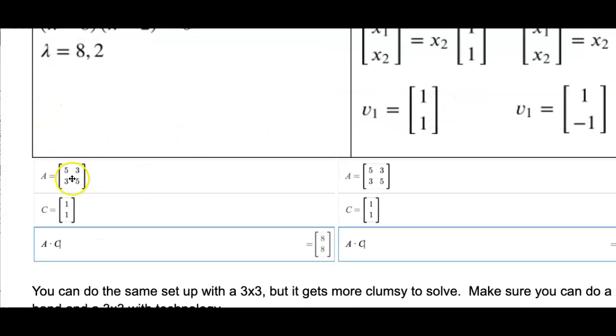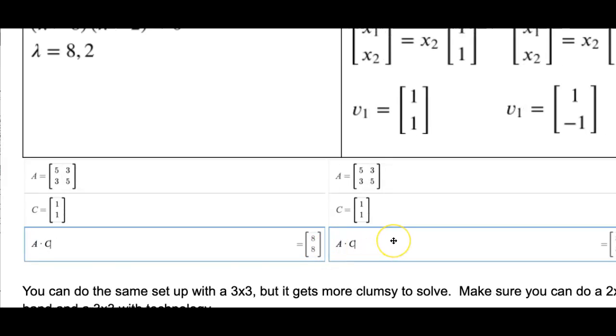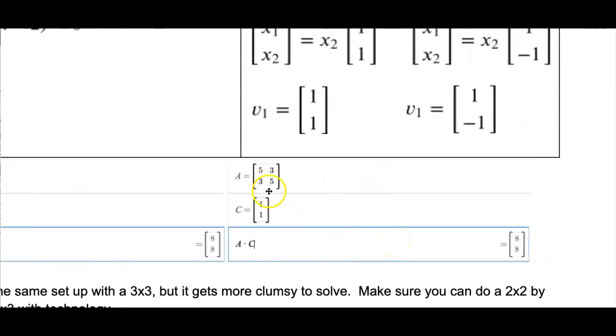On my Desmos calculator, I took A times C. This was my original matrix. This is the basis that I said. So A times C is equal to 8 and 8. So that would just be a multiple times 8. 1 times 8 gives me that. Similarly over here, well, that copied wrong. Hang on, the correct one.